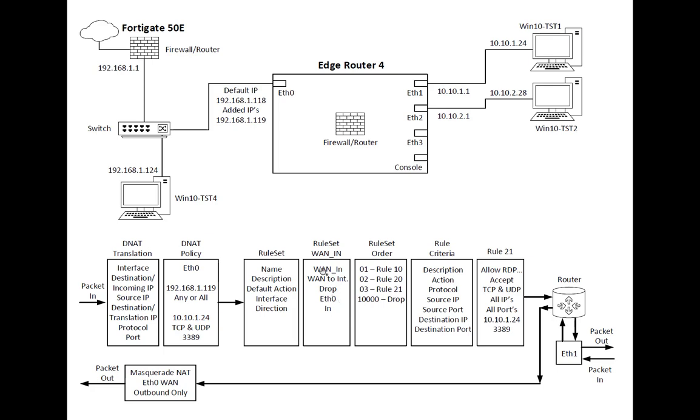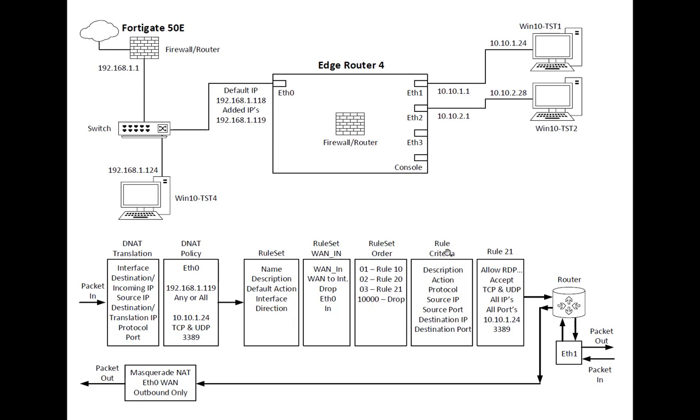Basically, the name is WAN in, description is WAN to internal. The default action is drop, which I believe creates this particular rule over here automatically. The interface that we're going to be dealing with and the direction that the packet's going to be going. So after you do a basic setup, it gives you these first two rules, and I believe that the drop rule is also in place. When we created DNAT, we created this rule number 21, which is the next rule over.